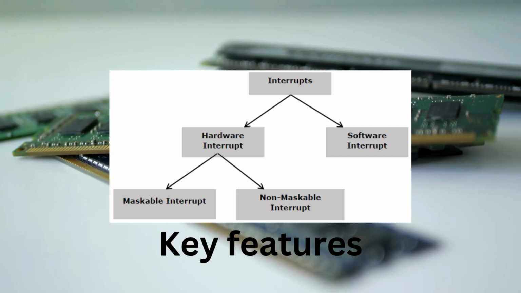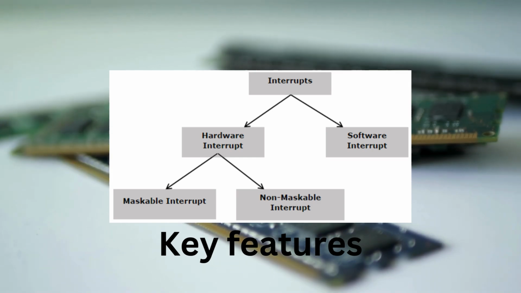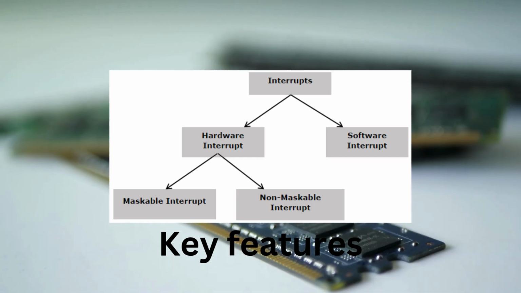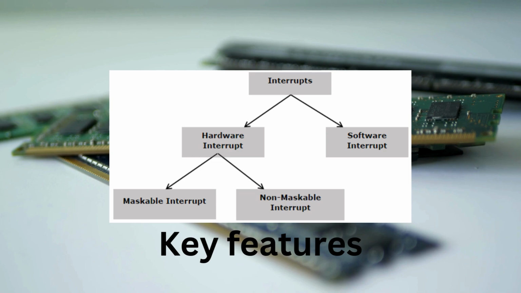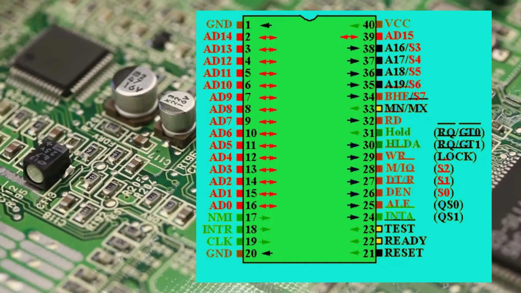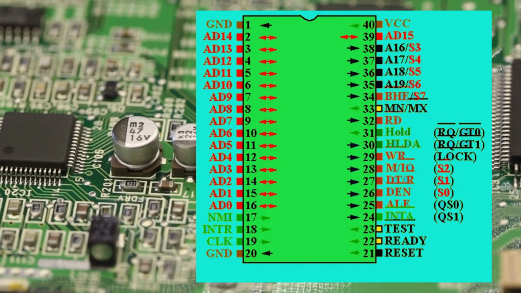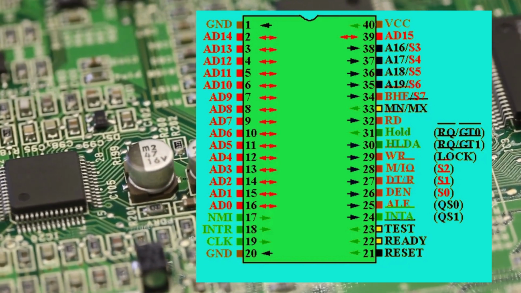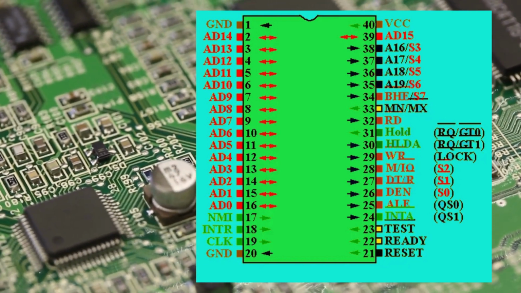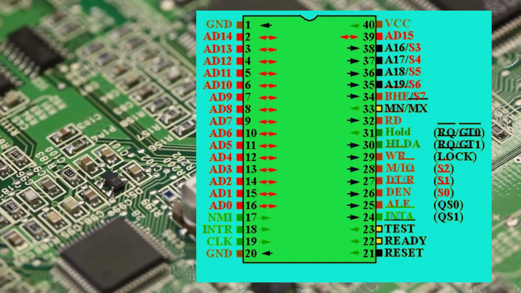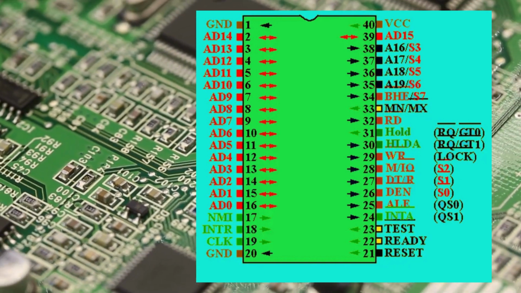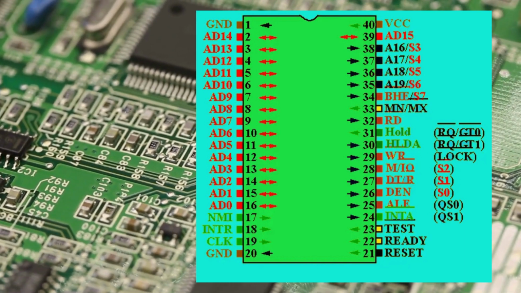Chapter 6. Key features of the 8086. To wrap things up, here are the key features of the 8086 microprocessor. Checkmark 16-bit processor with a 20-bit address bus, checkmark supports pipelining, 6-byte instruction queue. Segmented memory architecture supports both minimum and maximum modes. Clock speed, 5, 8, or 10 megahertz.